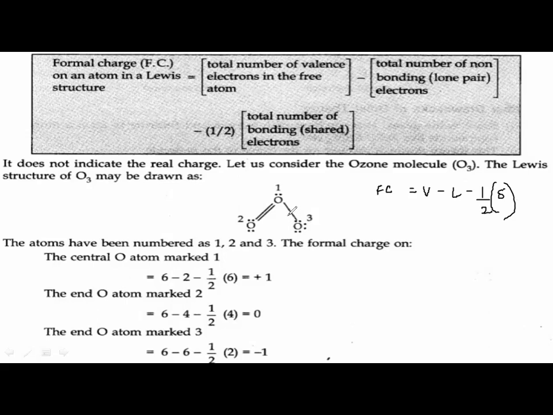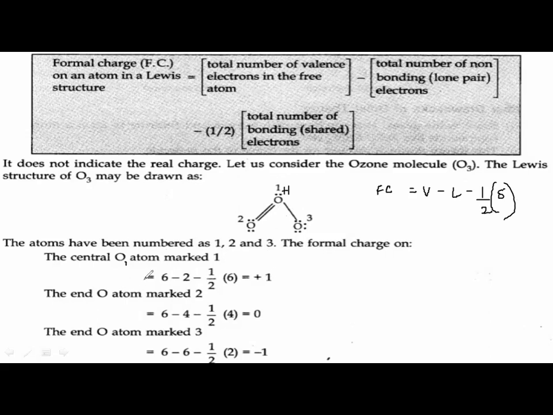The O3 structure is given, according to the Lewis representation. The central oxygen is numbered 1, this is number 2, this is number 3. For any molecule you take, you have to number the atoms. Formal charge on the first one: the valence electrons on oxygen are 6, minus non-bonded electrons, 2, minus half into the shared electrons. This oxygen is involved in 3 bonds, which means 6 electrons, so half of 6 is 3. 6 minus 2 is 4, 4 minus 3 is 1. So what is the charge carried by this oxygen?